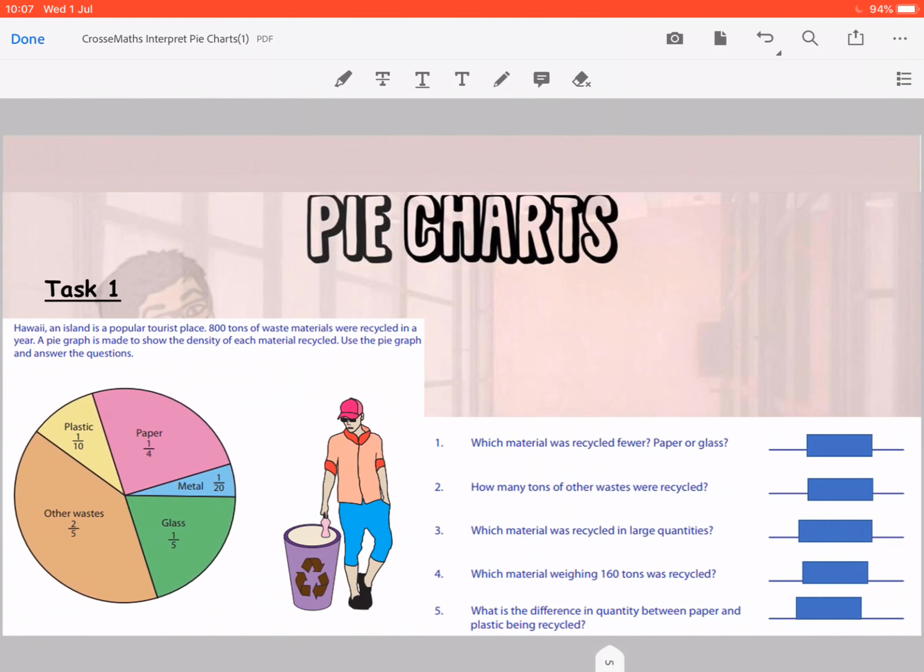Those should be all done. I don't think any of those are particularly tricky. So I'm going to go through each one. Which material was cycled fewer, paper or glass? Well, glass is the smaller one, so it's going to be glass. Glass is a smaller fraction.